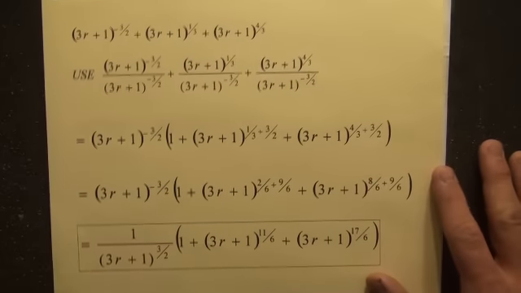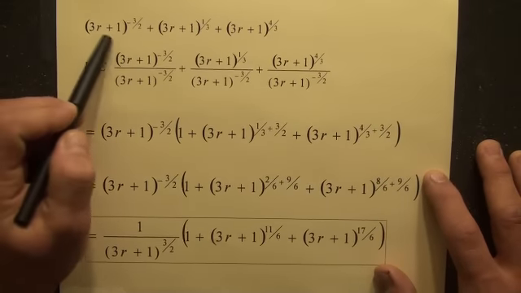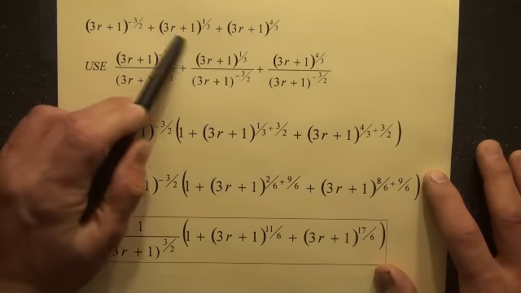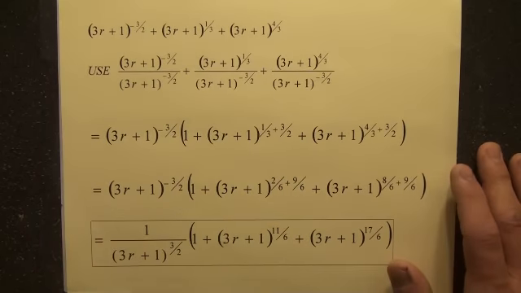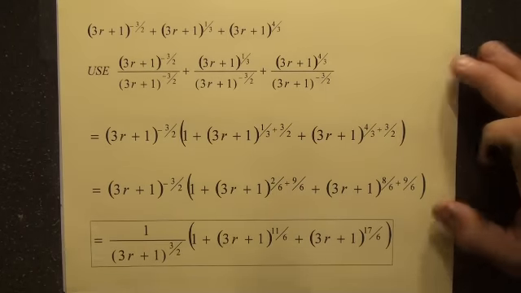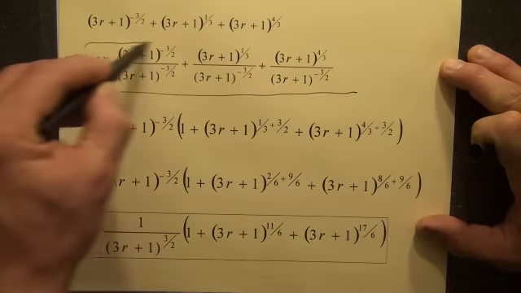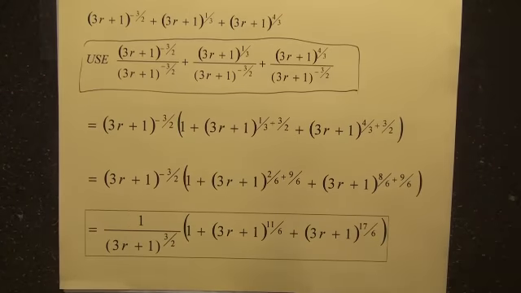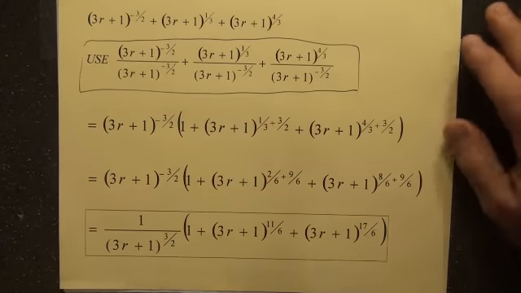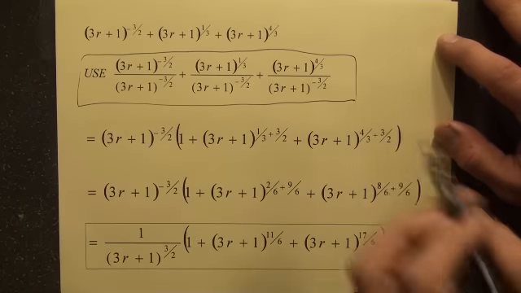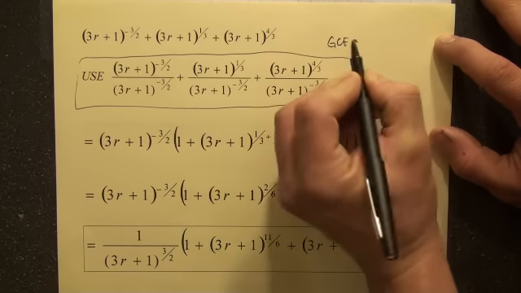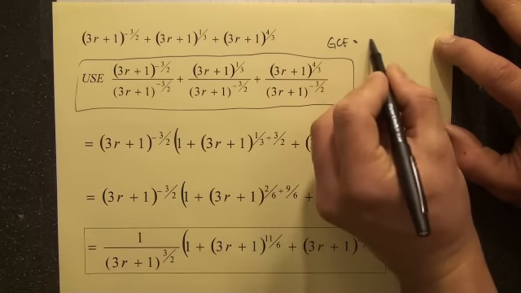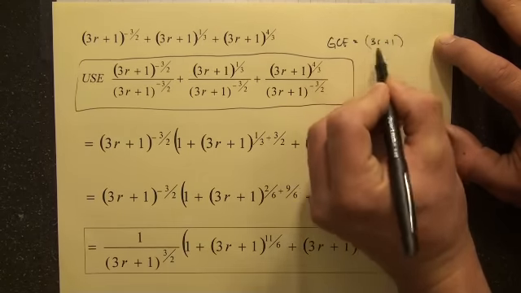All right, here's the next one. You've got (3r+1) to the negative 3/2, plus (3r+1) to the 1/3, plus (3r+1) quantity to the 4/3. We are going to use this division problem to help us simplify. Now again, hopefully you understand that the hard part would be to select the greatest common factor. And again, they all have a 3r plus 1 in common, so that's going to be a factor.